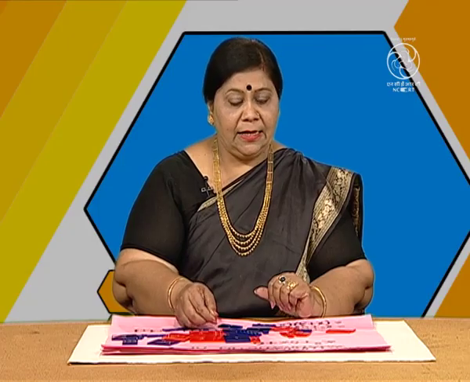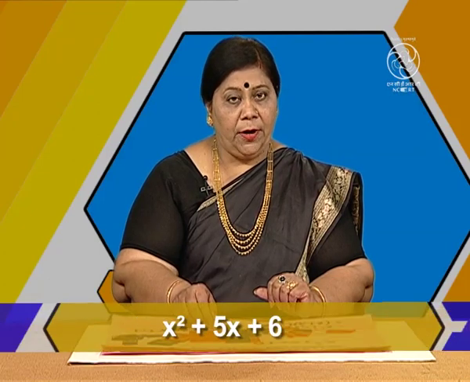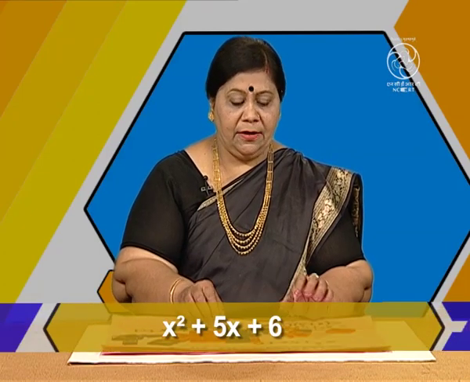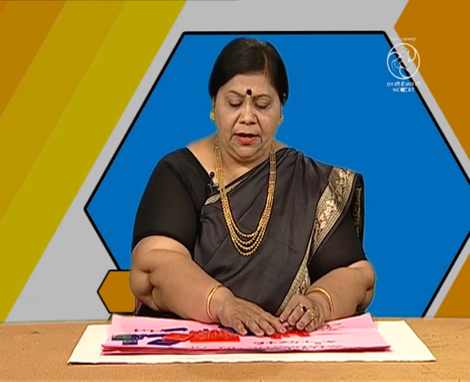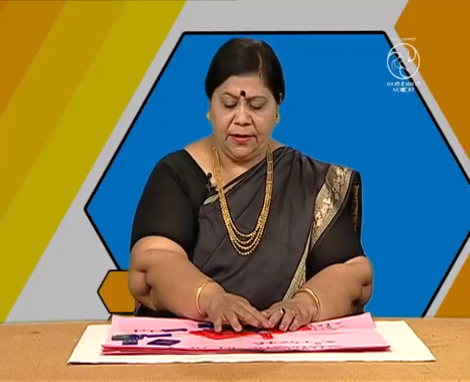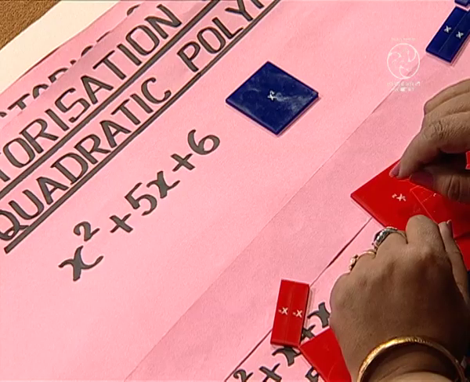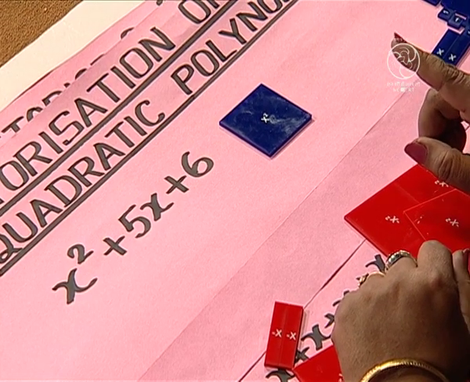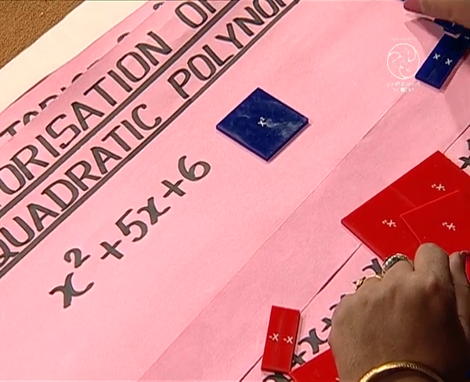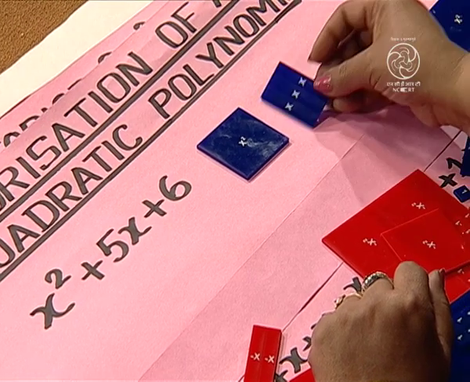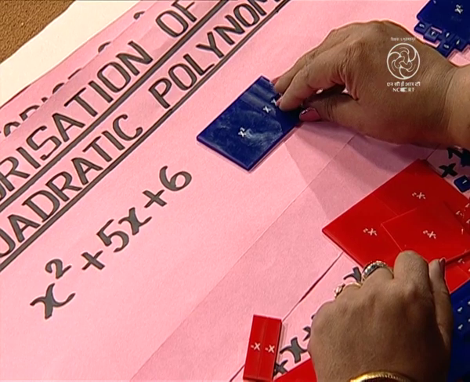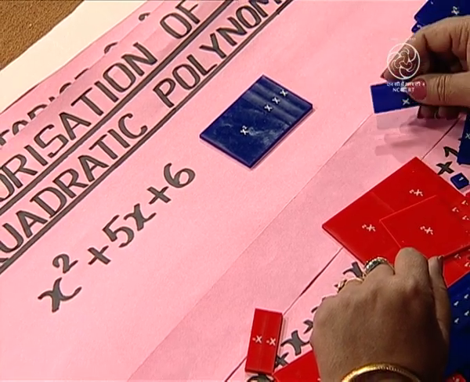Now, let us see how we can make use of these tiles to study about the factorization of a quadratic polynomial. For that, let us take up an example. We have here x square plus 5x plus 6. For this, we shall make use of the tiles. We will require one x square, 5x tiles and 6 tiles of 1. Here we have 3 tiles. We will try to arrange them in such a manner that they form a rectangle.